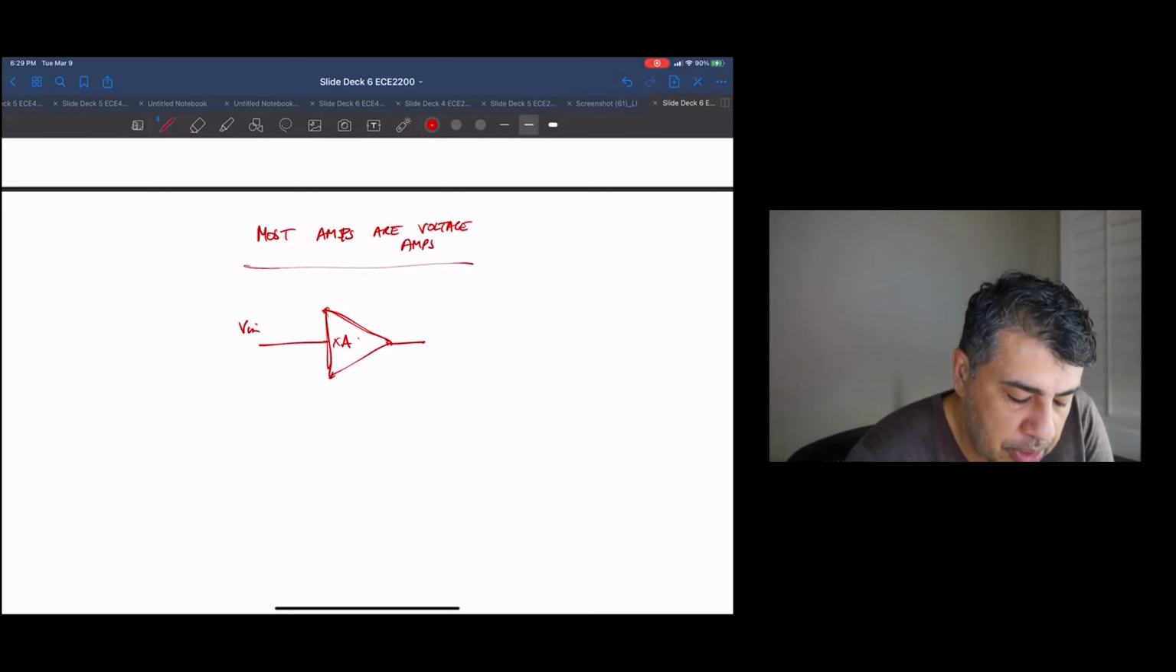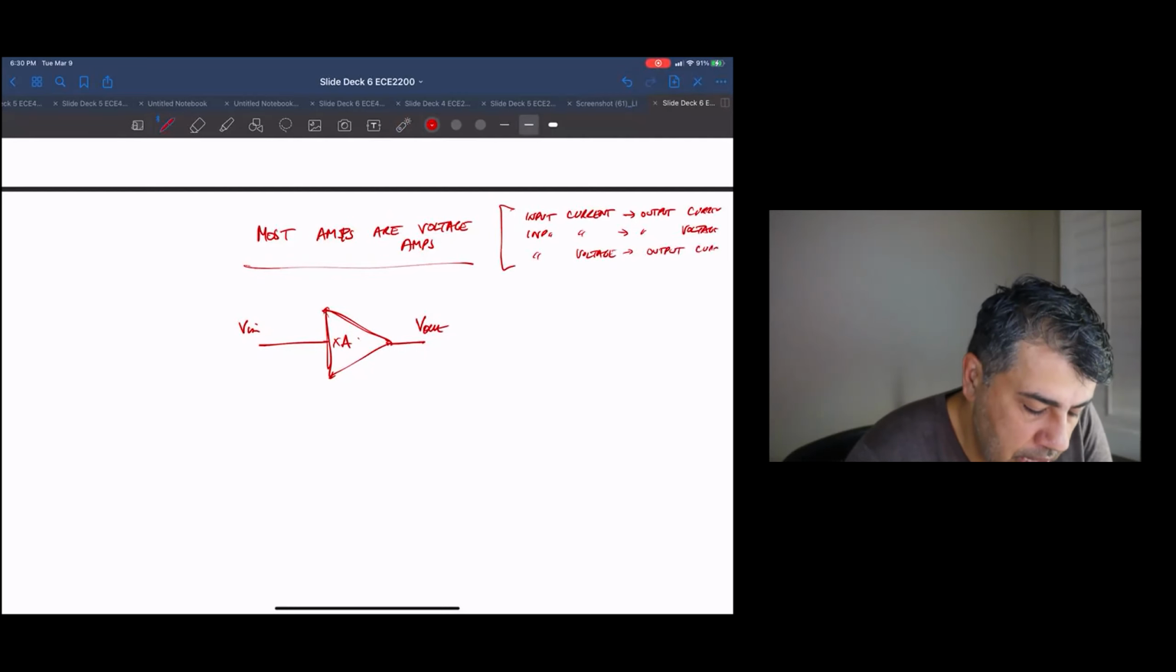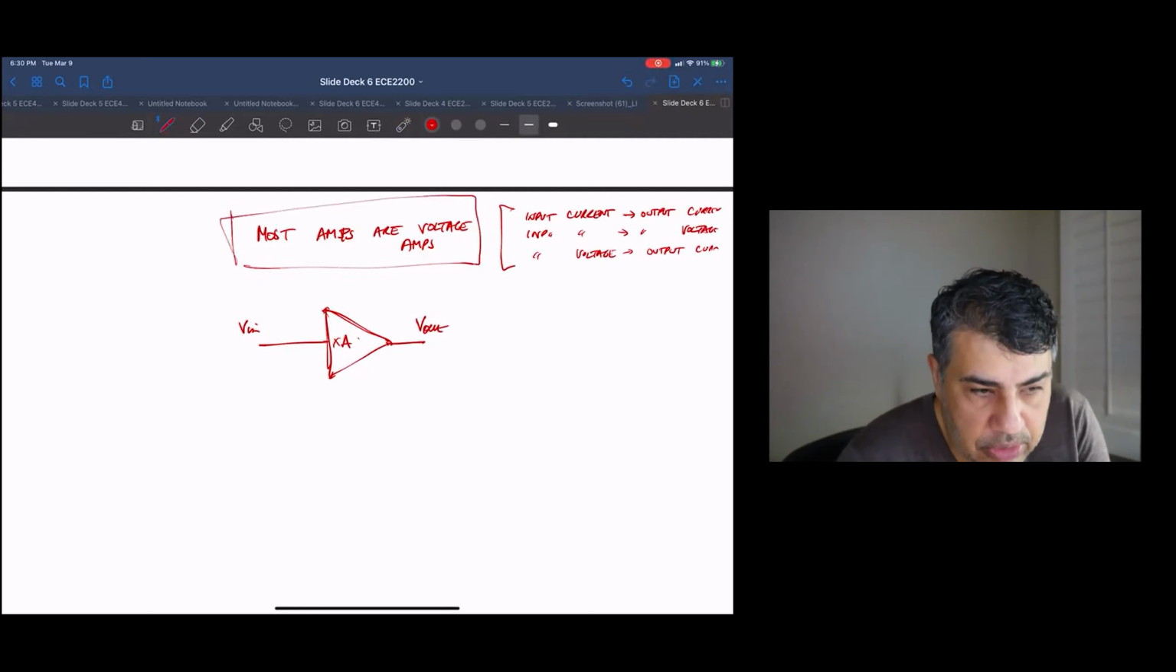And that's pretty much what we're going to look at, which means the input is voltage and the output is voltage. Okay. But there's every other kind of amp. There's input current, output current, there's input current, output voltage, there's input voltage, output current. Anyway, there are all these types of amps, but we're only going to look at input voltage, output voltage, and that's really the most typical one.